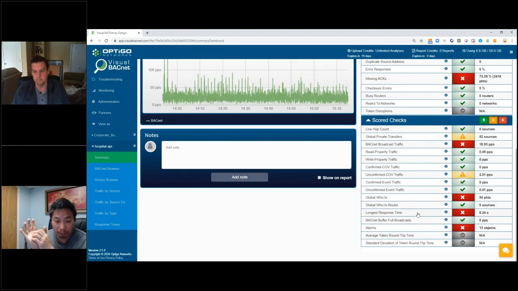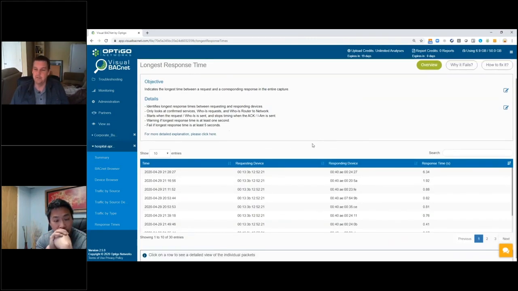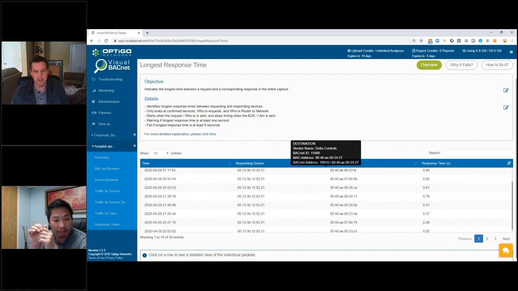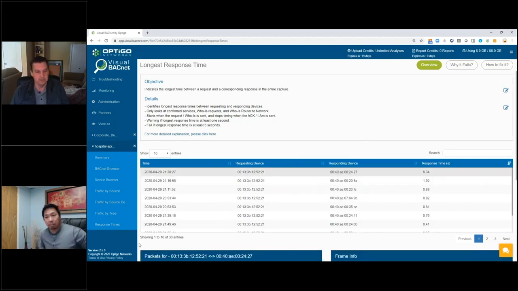And then last but not least, we have the longest response time. Now, oddly enough, between this file and the last one, they're both at 6 seconds, but that's purely a coincidence. But where it helps you here is this requesting device is asking for data from this device over here, and it's taking 6 seconds to respond.